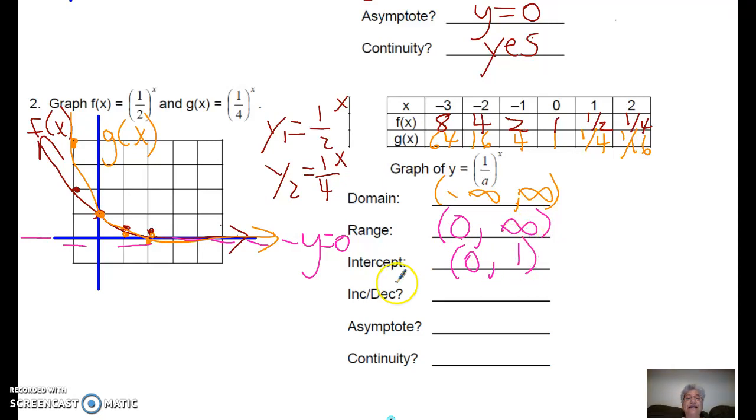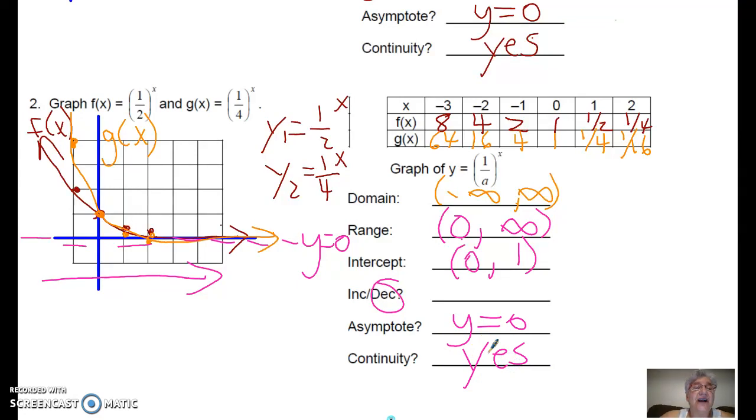This time we have a decreasing function. As we go from left to right, we can see that the y values are getting smaller and smaller, which makes it a decreasing function. Y equals 0 is our asymptote we just discussed, and our function is continuous.